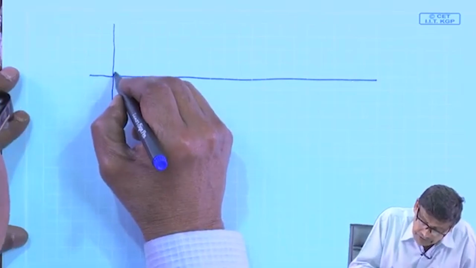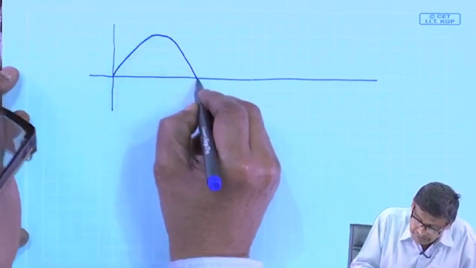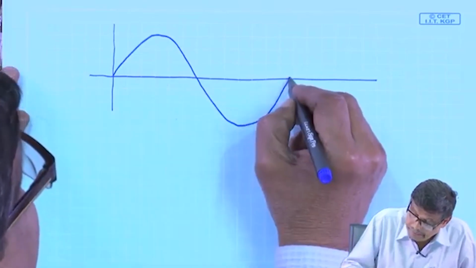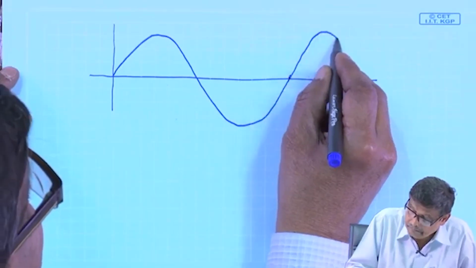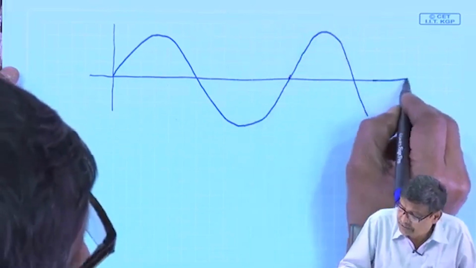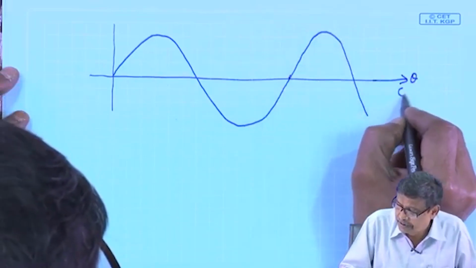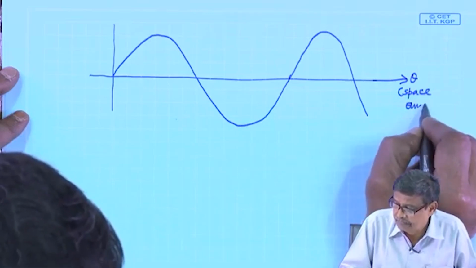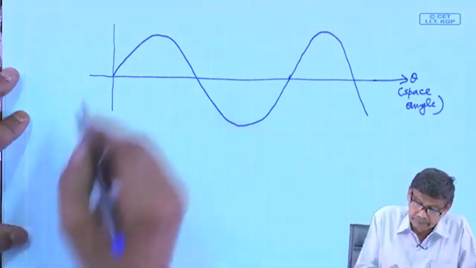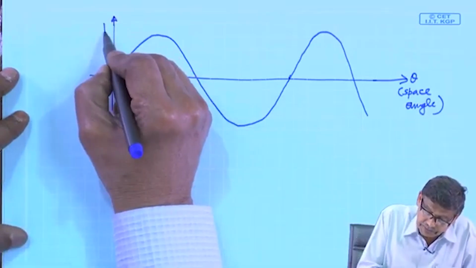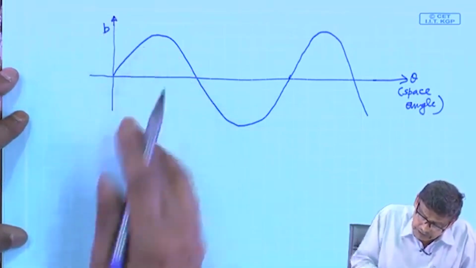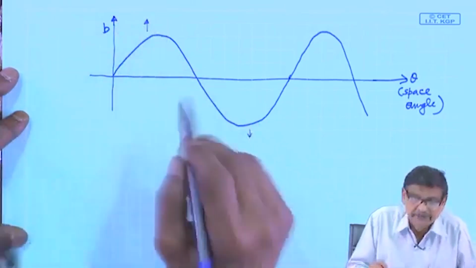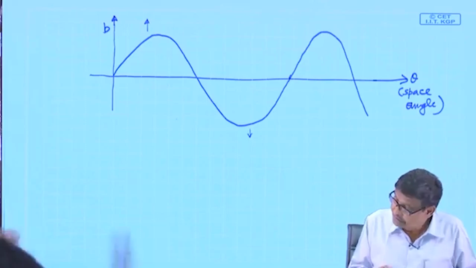This is, suppose, your B distribution. What I will do is, this is theta, the space angle, all electrical space angle. This is the B distribution, and positive means flux lines go this way, negative means flux lines go this way. That is how we have assumed.